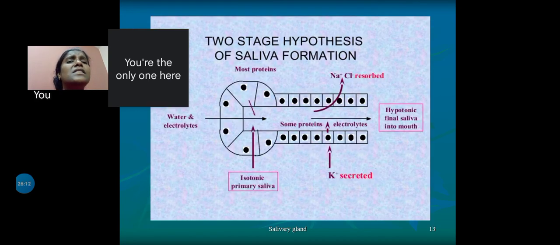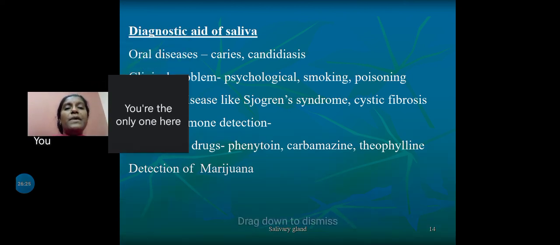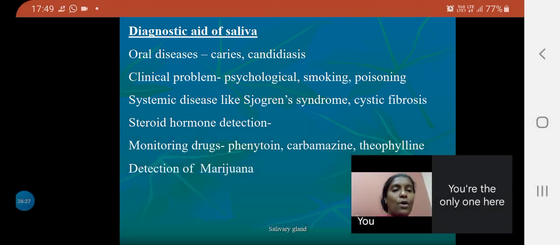The functions of saliva, again, it's a very important one. Functions I have told you. This saliva is used for a lot of diagnostic processes. It may be a little outside the purview of this, but there's no harm in knowing any advancement. Diagnostic aid of saliva.